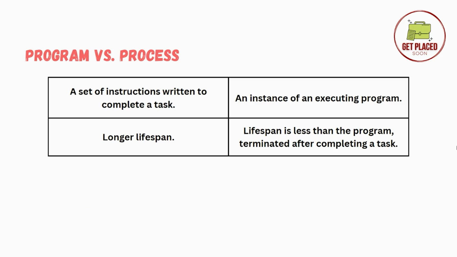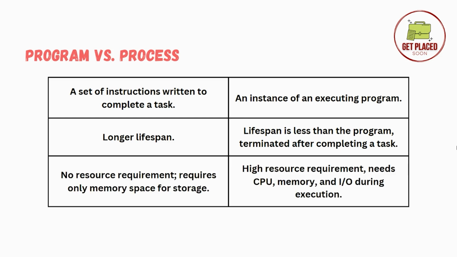Once you write the code and save it in a file, nothing is happening. Until you delete it, it has a longer lifespan, right? But coming to the process, only the execution time is the lifespan of a process. Once the execution is completed, the process is terminated, right? So the lifespan of the process is very short compared to the program. Moving ahead, when you write a couple of lines, when you write the program, it only needs to be saved in some particular memory, right?